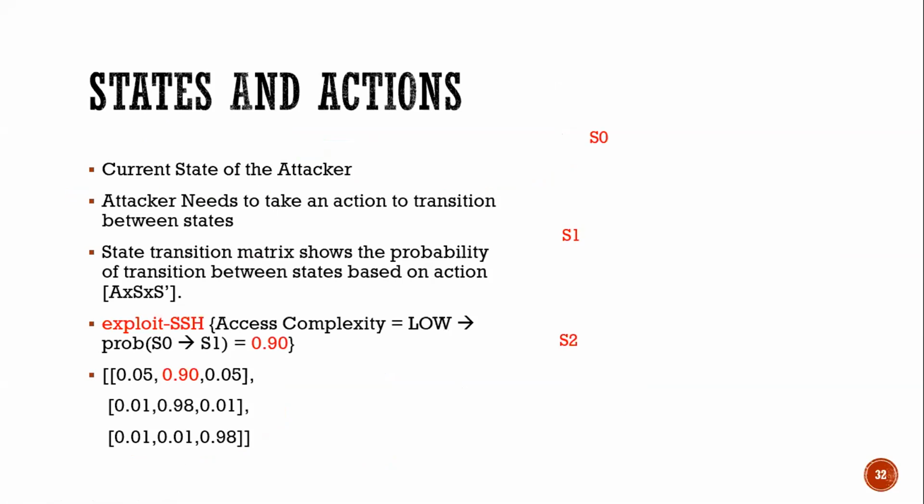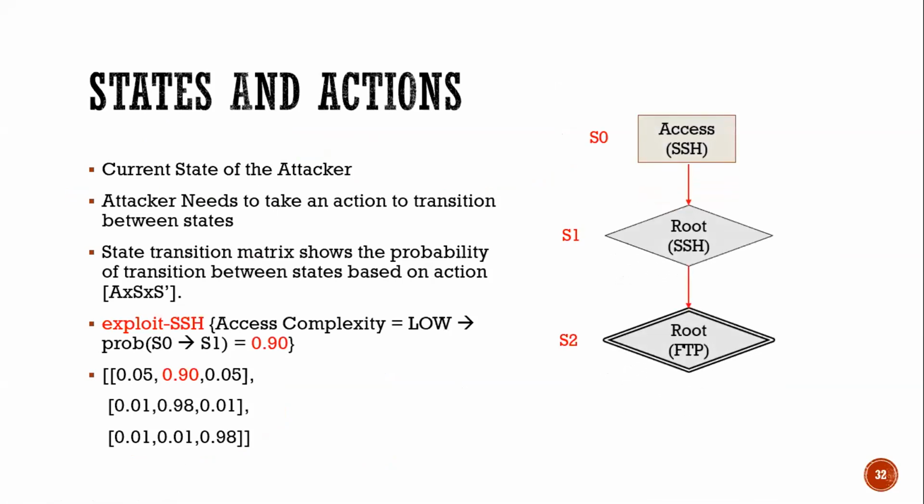So as we discussed, the states represent the current privilege level of the attacker, and the actions are the actions that the attacker will take. And the transition probabilities are the values we derive from the access complexity of each CVSS vulnerability. And if we encode this information for the action exploit SSH in the form of a transition matrix, then by taking action exploit SSH, there is a 0.9 probability that the attacker will go from state S0 to S1.